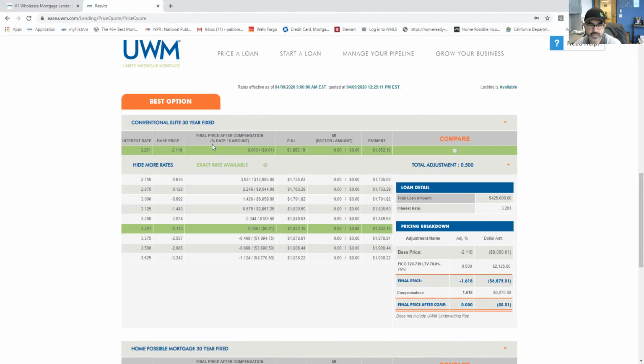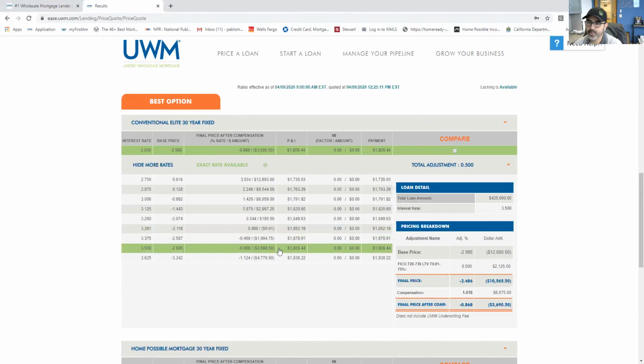Well, how much is that compensation? Look right here at the bottom. Compensation, $6,875 is already built into this pricing. So if you sell the rate at 3.261, you're already going to make $6,875. As a matter of fact, if you sell the rate at any price here, you're going to make $6,875 no matter what. So if we go backwards here and we go to 3.3, not only are you making $6,875, but you're also giving your customer $1,994 in rebate. And if you go to 3.5, you're giving your customer $3,690 in rebate towards your closing costs.